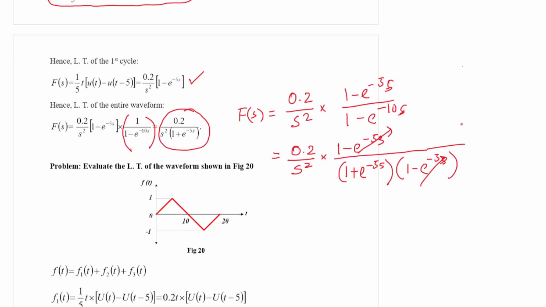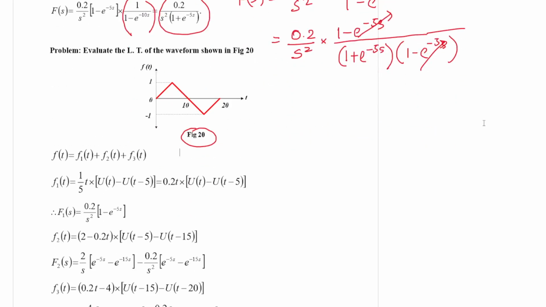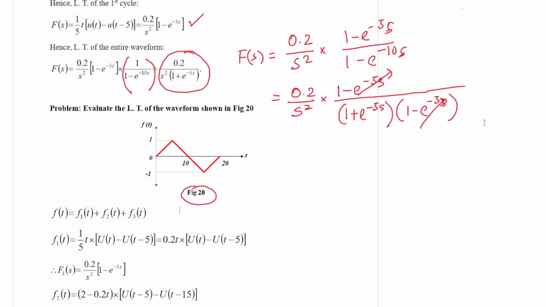So moving on to the next problem, which is given in figure 20, another very standard waveform. In this figure we have three distinct time zones, right? The first is 0 to 5 actually. So this is 0 to 5. Call this one as f1(t).